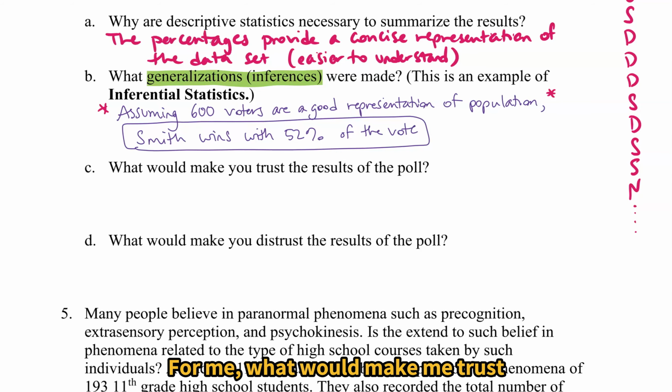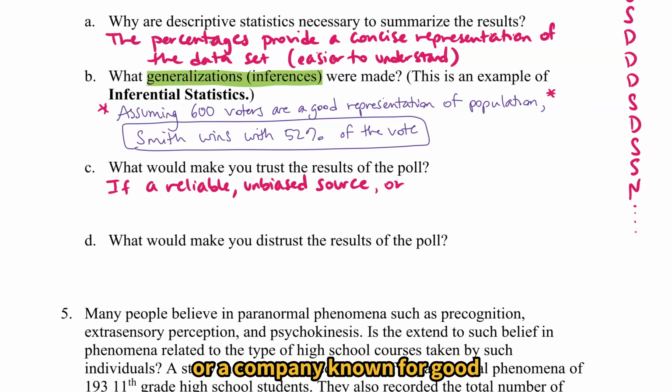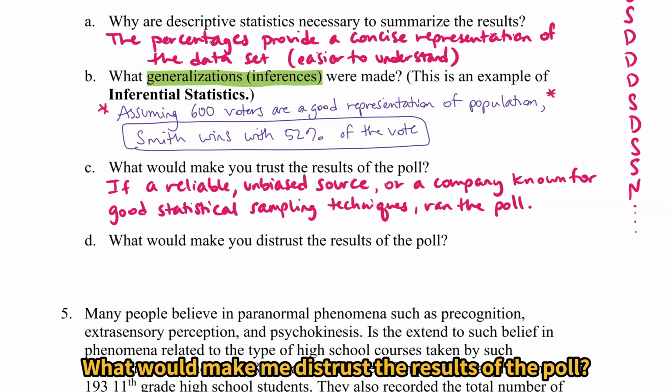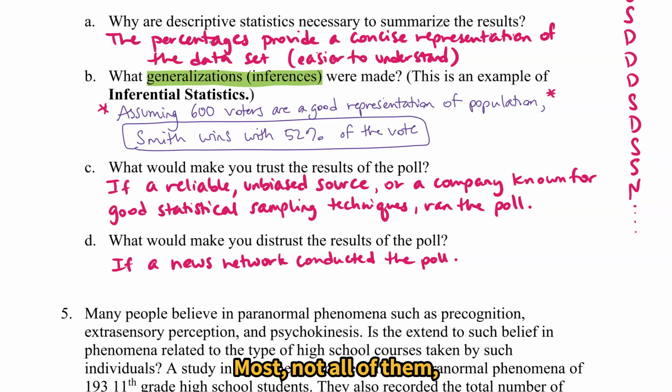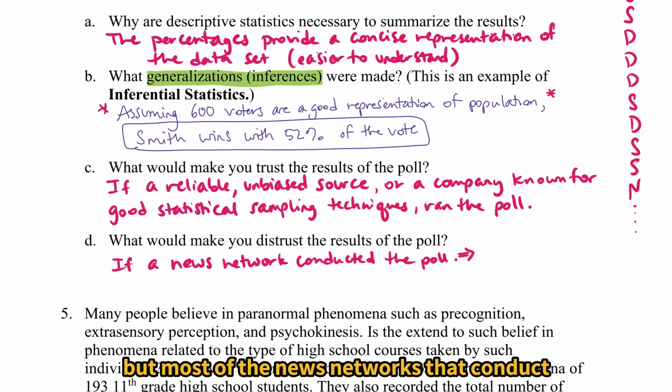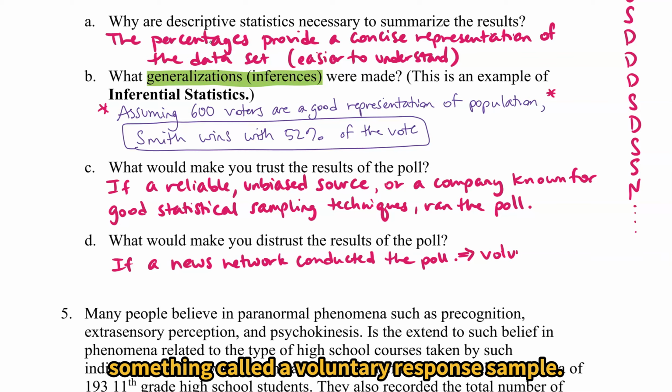For me, what would make me trust the results of the poll is if a reliable, unbiased source or a company known for good statistical sampling techniques ran the poll. What would make me distrust the results of the poll? If a news network ran it. Most, not all of them, but most of the news networks that conduct polls are doing something called a voluntary response sample.